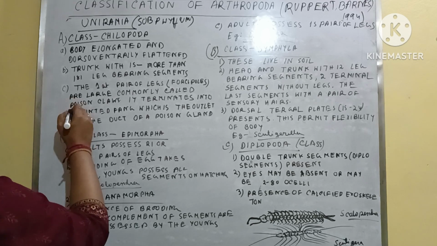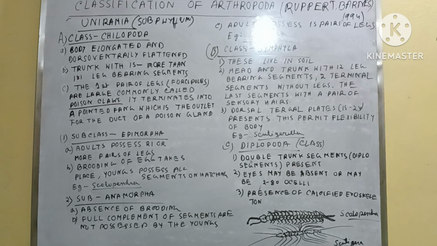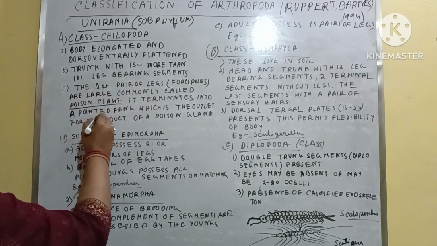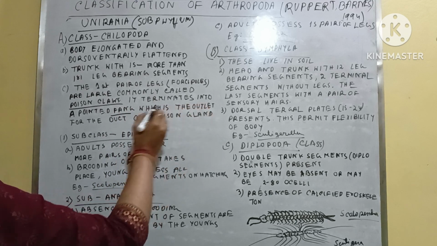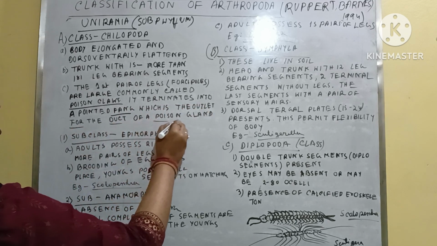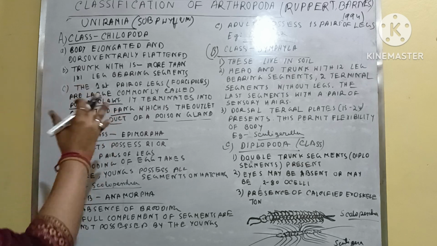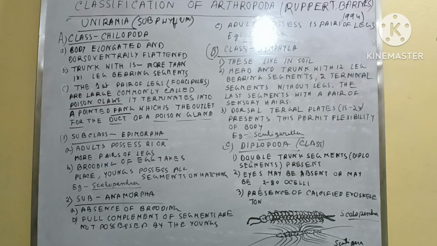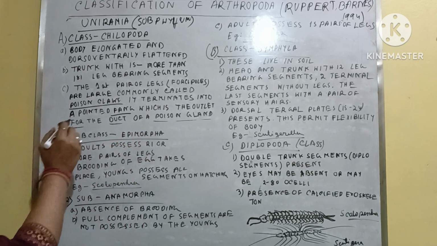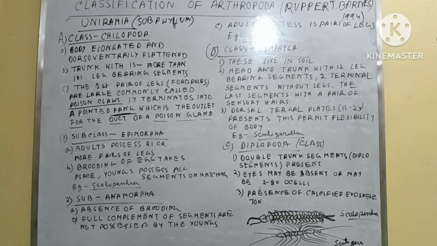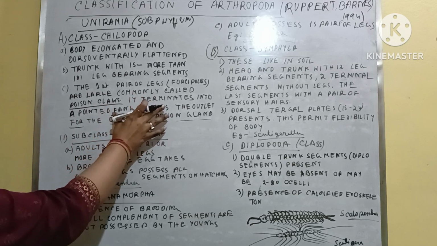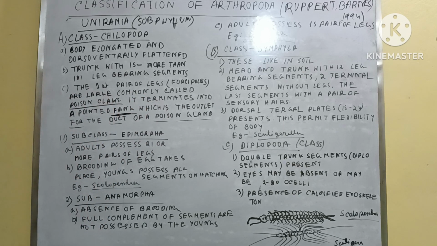This is known as poison claws, and it terminates into a pointed fang, which is the outlet for the duct of a poison gland. They have a poison gland connected with a duct-like structure that is known as the fang. This fang is connected with the poison gland. Clear? And these are totally connected with the poison claws.